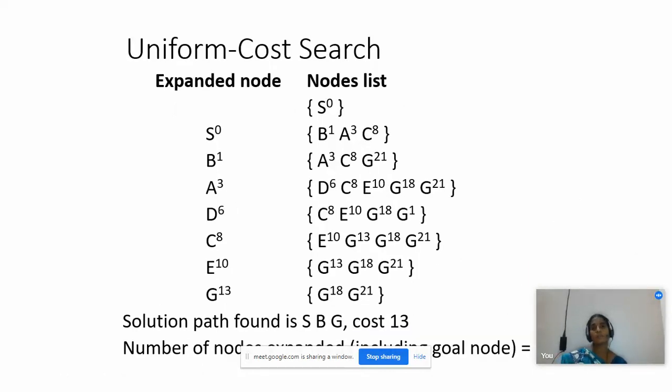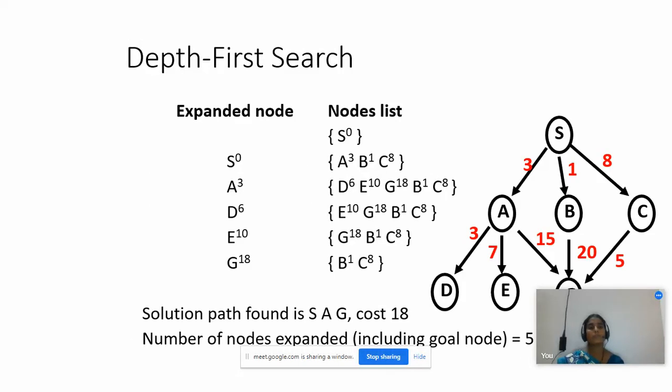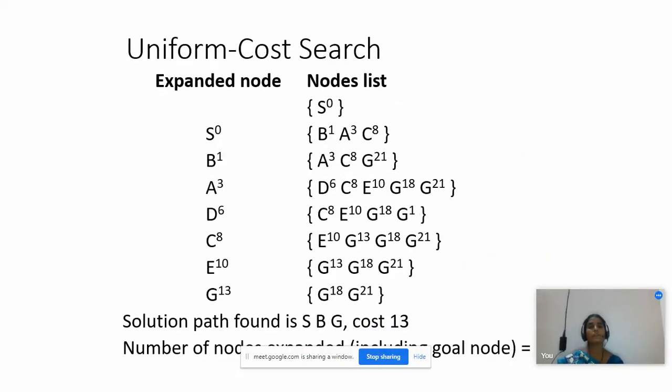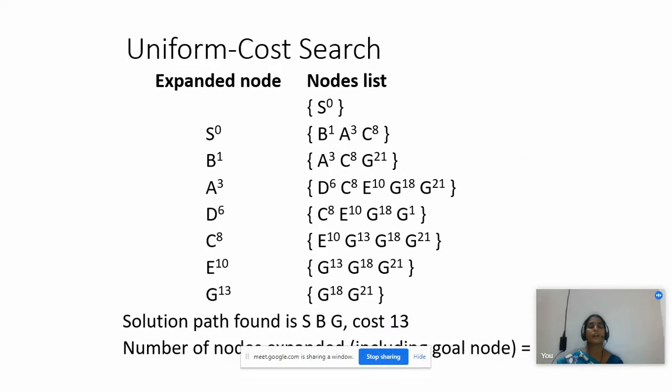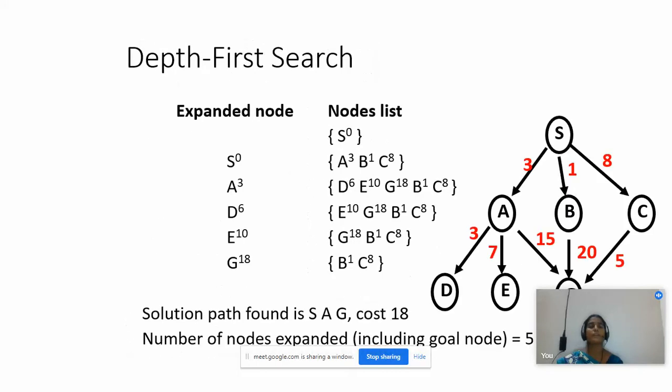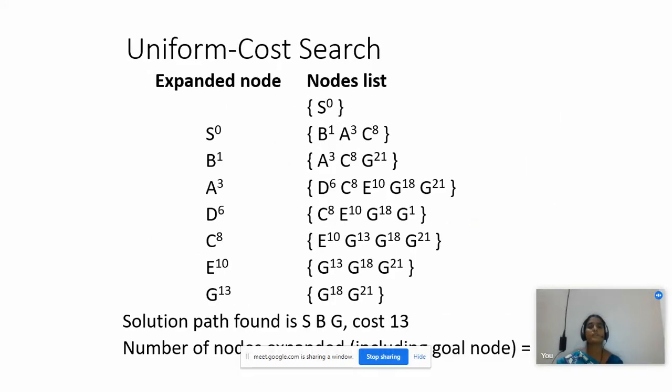In uniform cost, same mechanism we followed, but here in uniform cost, minimum cost. So if you are observing the graph, so S, A, B, C, which one is having the minimum cost? B. That it will be considered first, and the next minimum cost is A, and then it will consider A, and then C. The same mechanism is followed, and it finds the minimum optimal solution.